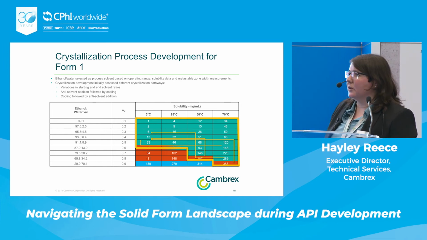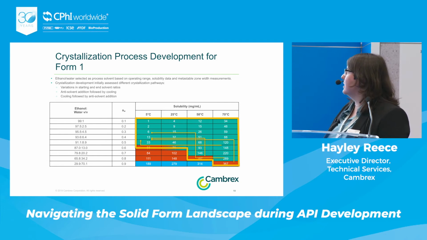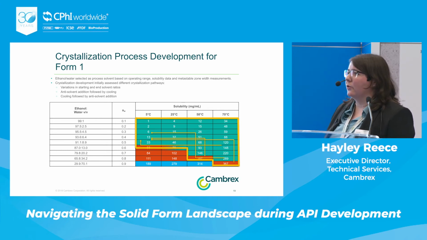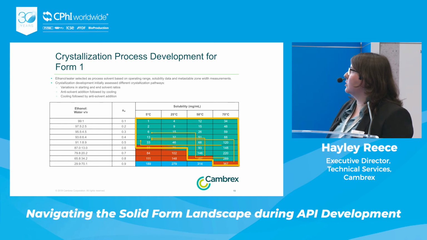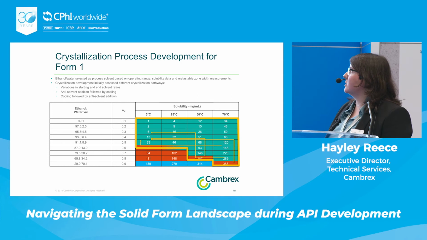We also looked at solubility data. The numbers that you see in this table are the solubility data that was generated at each of the different water activities and temperatures. We also carried out metastable zone width measurements to see how broad or narrow the metastable zone width was under these conditions. Overall, based on the data that was obtained, we selected the ethanol water system as being the most promising solvent system for this crystallization.